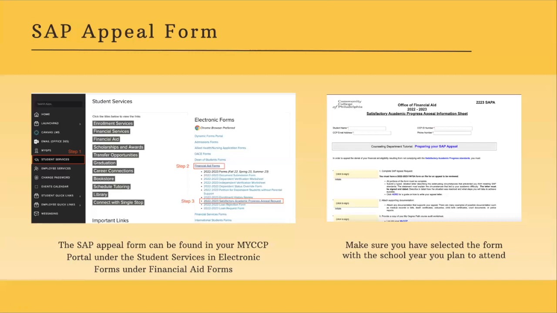Now let's look at the one on the right. This is what it looks like. So make sure you have selected the form with the current school year you plan to attend. So 2022-2023 will be for fall of 2022, spring of 2023. So make sure that when you fill out your SAP appeal form, you definitely have the right academic school year.